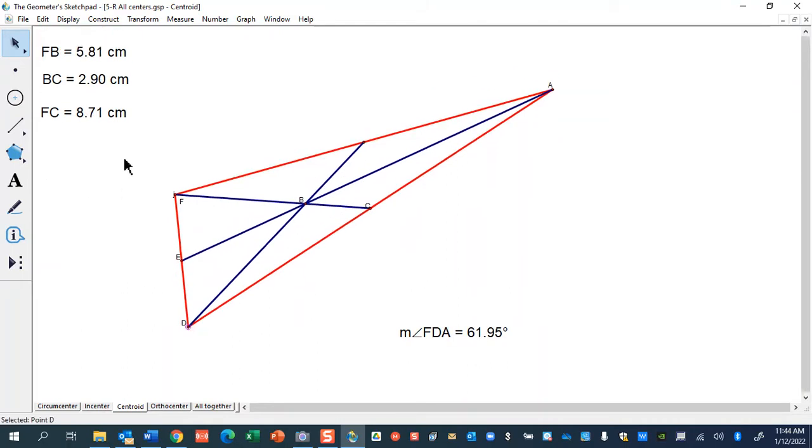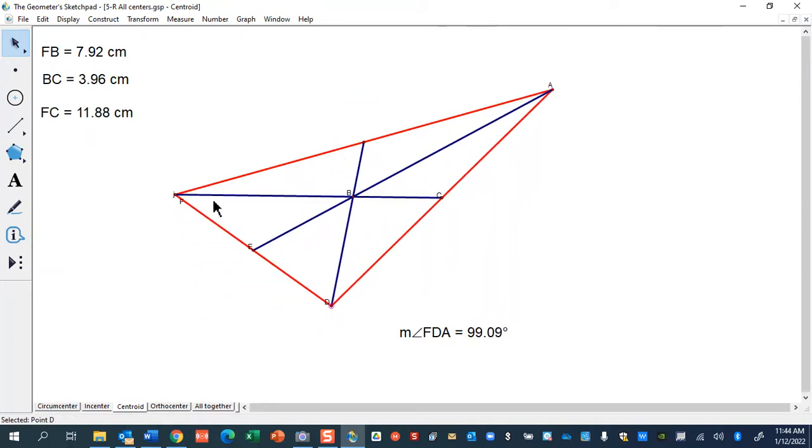So here I have an interesting story. I've named a couple points. I've named the distance from F to B, the distance from B to C, and the distance from F to C. This plus this is always equal to that. Got it? What other relationship is true?